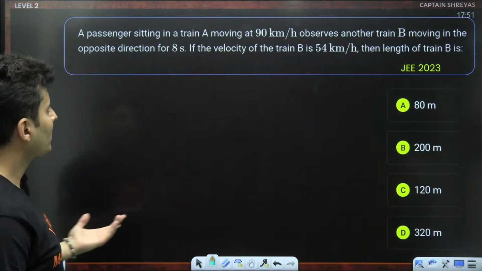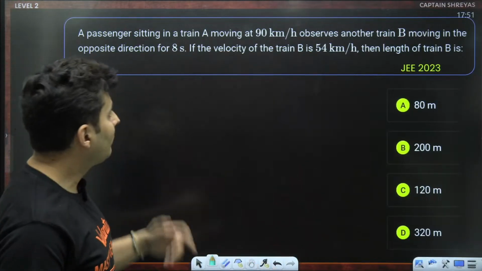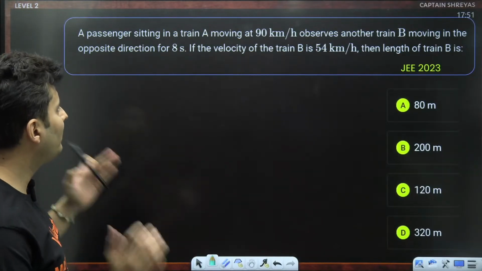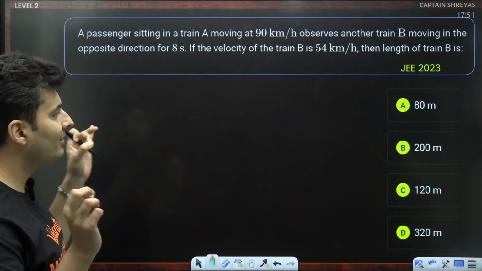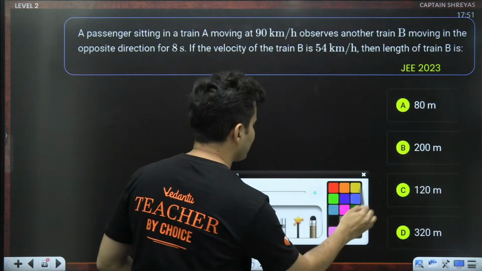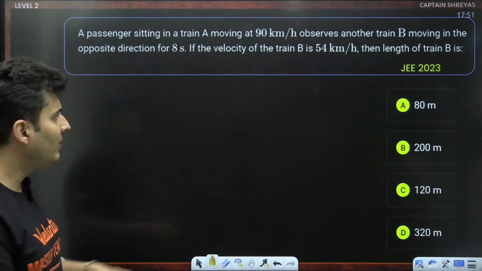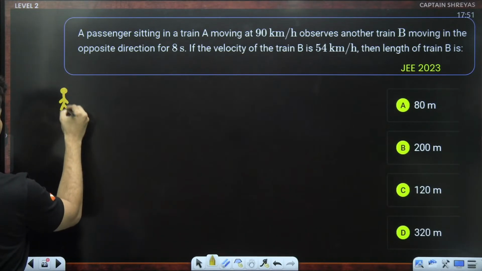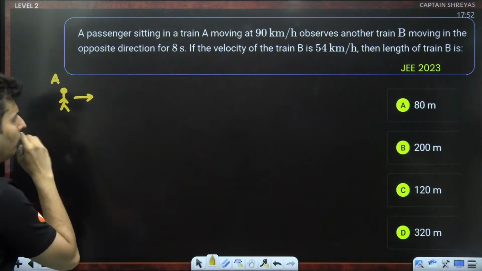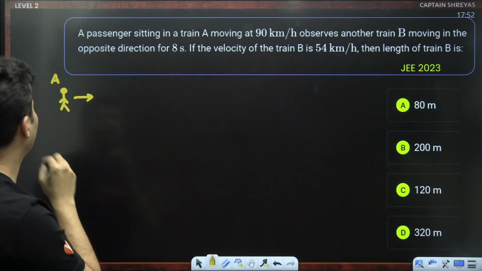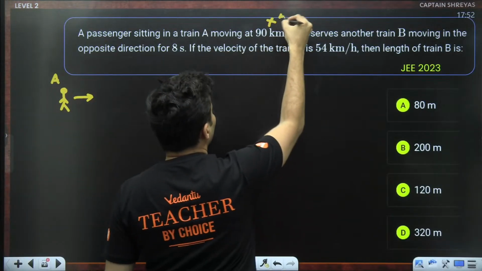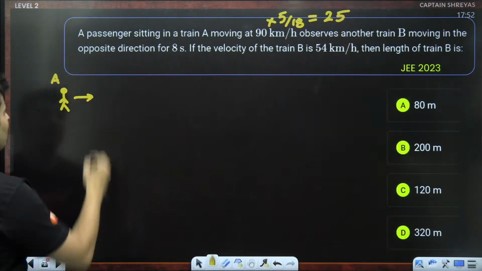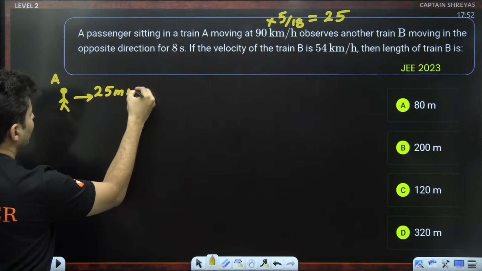A passenger sitting in a train moving at 90 observes another train moving in the opposite direction for 8 seconds. The velocity of B is 54. What is the length of the train? Let's visualize, draw, and then make the equations. Train A's passenger is moving with 90 kilometers per hour. Multiplied by 5 by 18, that gives 25 meters per second.